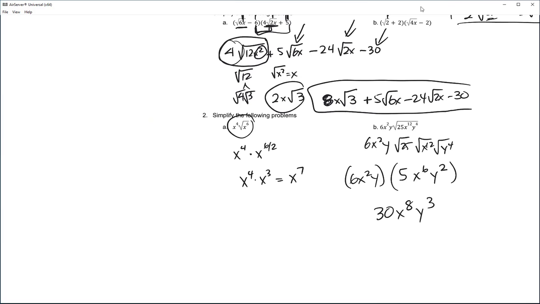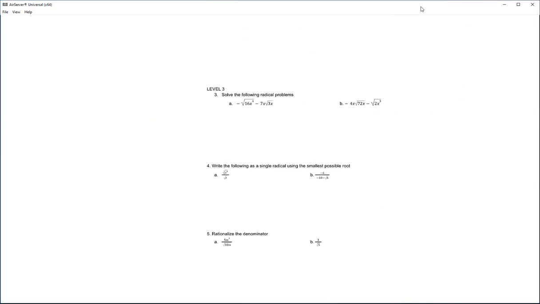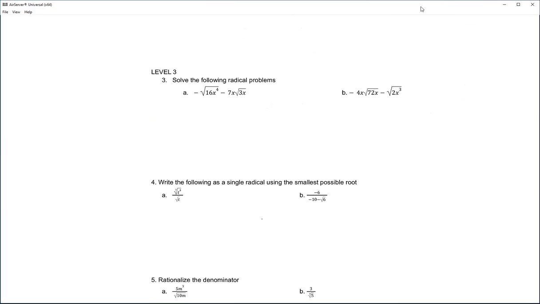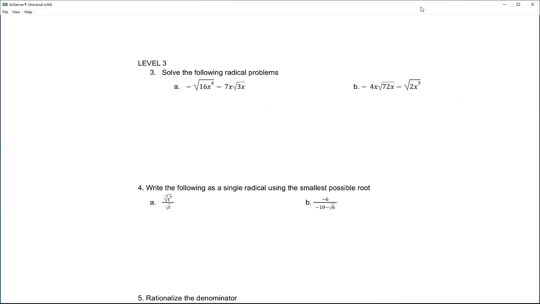Any questions on that? All right, here we go. Solve the following radical problems. You pretty much just have to simplify. I think the better word is simplify, because there's no equal sign. So it'll be negative, and then what? Radical 4x squared minus 7x radical 3x. You can't do anything with that.